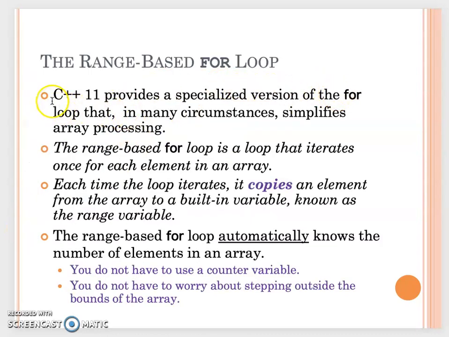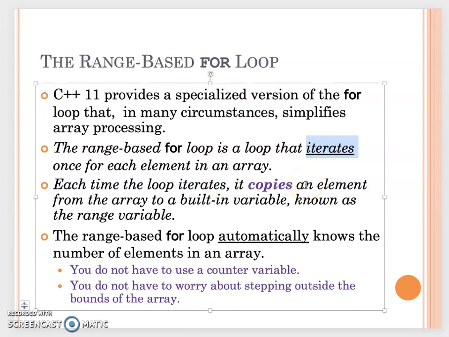This range-based for loop was introduced in C++11. We provide a specialized version of the for loop. It is range-safe, or we say range-based. It is a loop that iterates once for each element in the array. So you don't need to give it an i starting from 0 or i less than the size. Instead, you just give it the array name. In this range-based for loop, it will iterate over each element in the array, and each time it will copy each element from the array to a built-in variable. We later use this variable defined in the range-based for loop. This range variable will automatically have each element copied into it, so you can process each one.